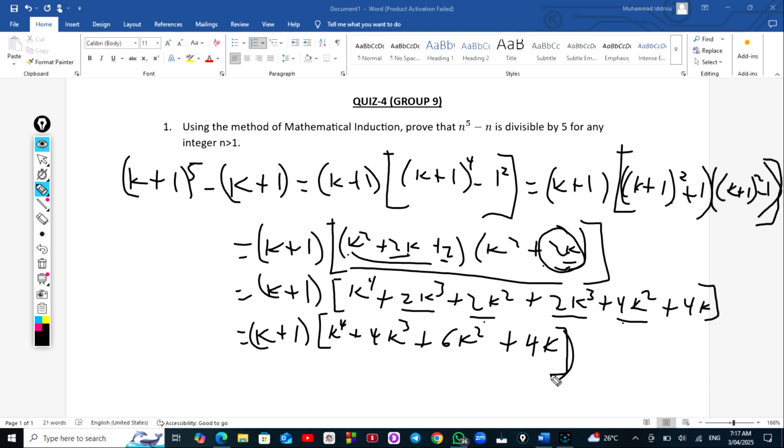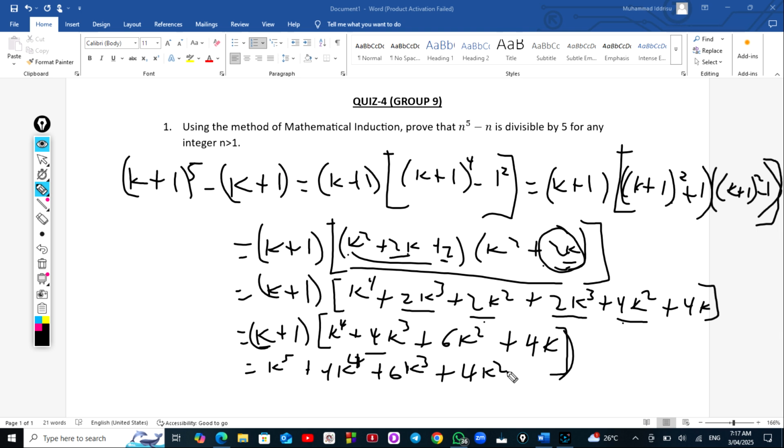Okay, so we will now distribute k to all this and 1 to all that. So let's take k, and this will be easier. k multiplying this gives us k to the power 5. k with 4k gives us 4k to the power 3 plus k with 4k gives us 4k to the power 4 plus k with 6k square gives us 6k to the power 3 plus k with 4k gives us what?